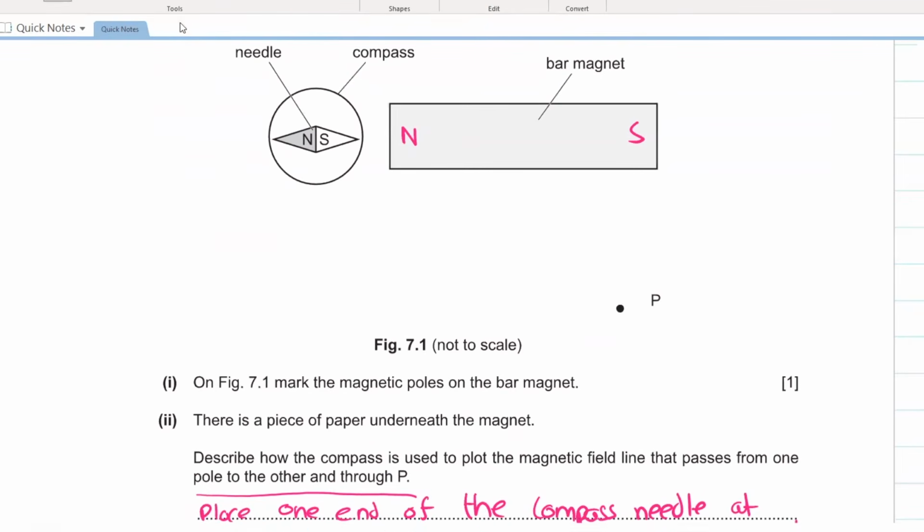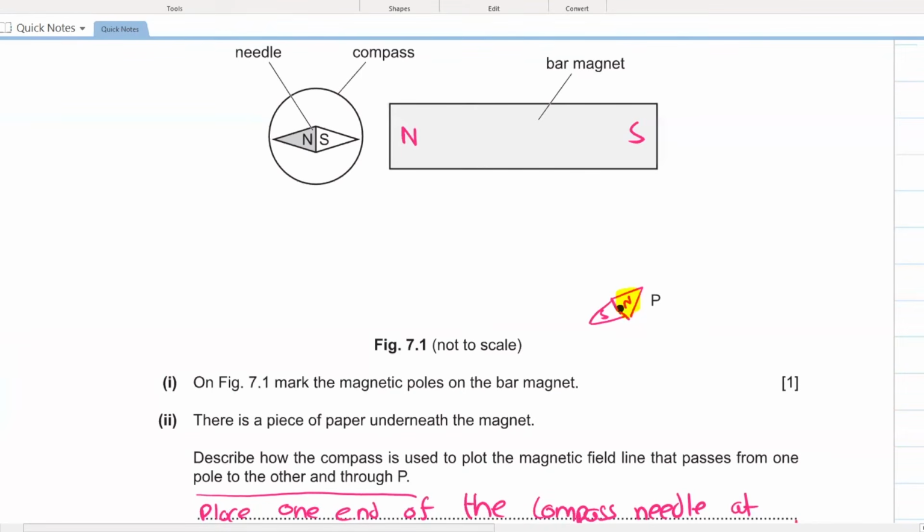Let's say you have placed the compass needle here. You have placed the compass needle at point P. You will mark the other end of the compass needle. Let's say here your north pole is pointing. This is your south pole. So you can mark this north pole. Then what will be your second step?